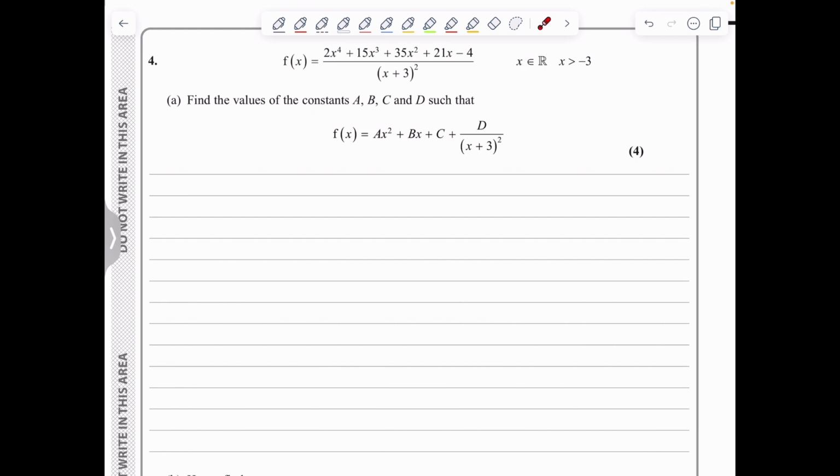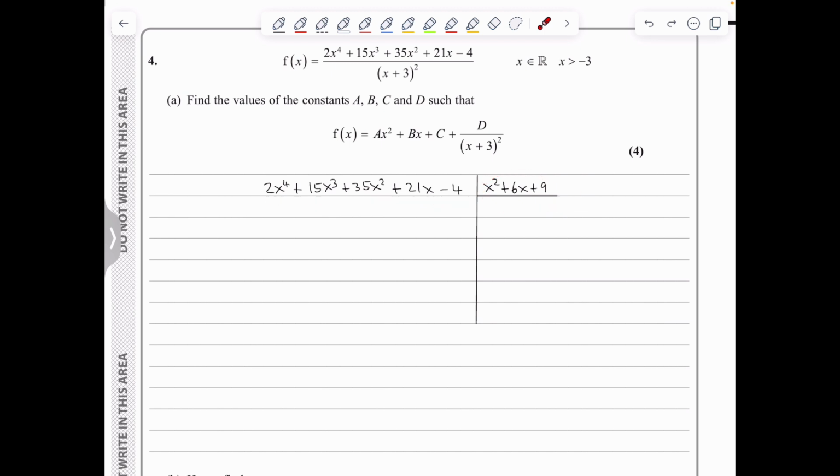In question 4, we've got f of x defined here, and we need to find the values of the constants a, b, c, and d, such that f of x can be written in the form of a x squared plus b x plus c plus d over x plus 3 squared. Obviously, I need to do long division here. If I expand the denominator, this will give me x squared plus 6x plus 9. And therefore, we need to do long division with 2x to the power of 4 plus 15x cubed plus 35x squared plus 21x minus 4 by x squared plus 6x plus 9.